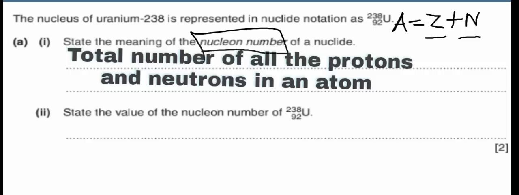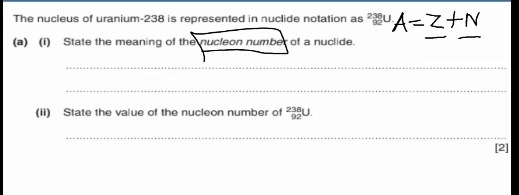Then as for Roman numeral number 2, it is saying, state the value of the nucleon number of uranium-238 having the symbol of U and the proton number of 92. So the nucleon number is just the mass number. So the mass number of this uranium is just going to be what? 238. That's the mass number. Let's see the next one.